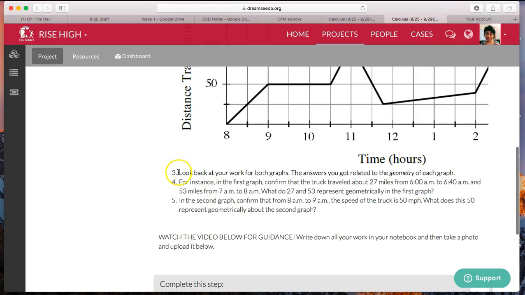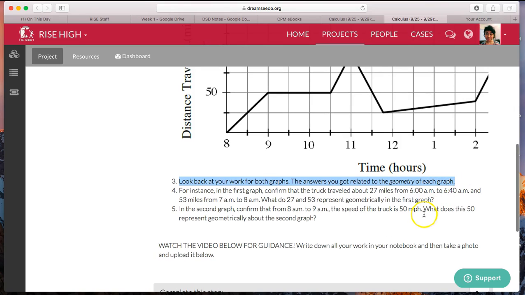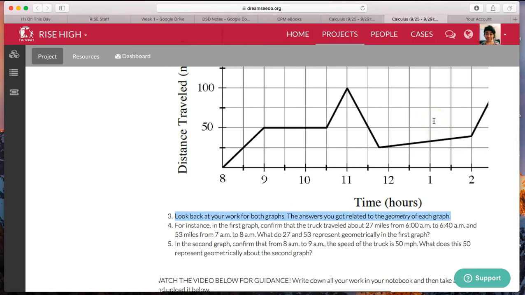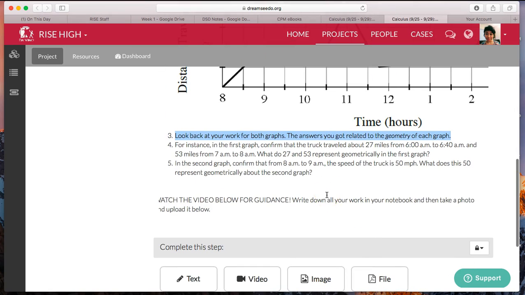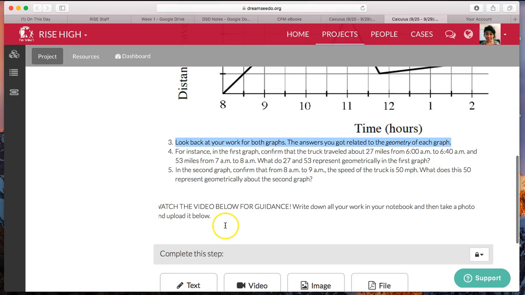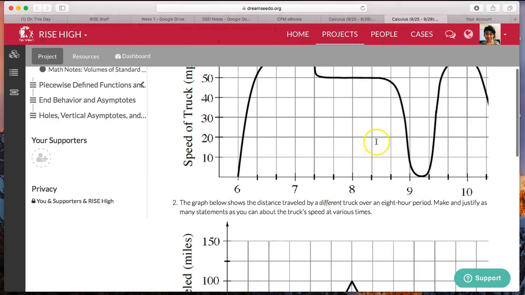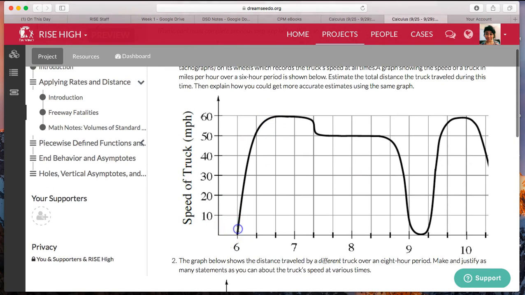Okay, number 3 says, look back at your work for both graphs. The answers you got related to the geometry of each graph. Okay, so there's something about the geometry of the graph that relates your speed and your distance traveled. Okay, so if you take a look at the speed of your truck, we know that we traveled about 60 miles per hour in 1 hour.